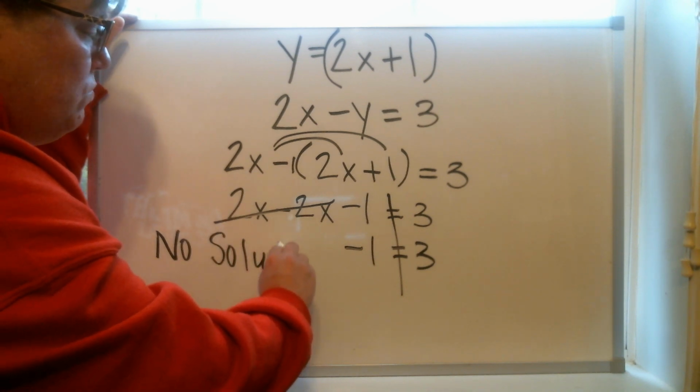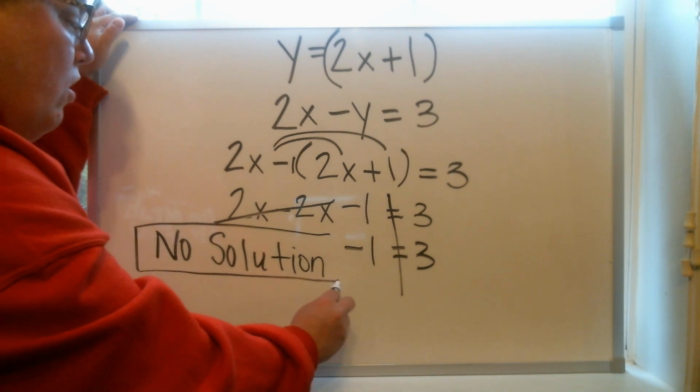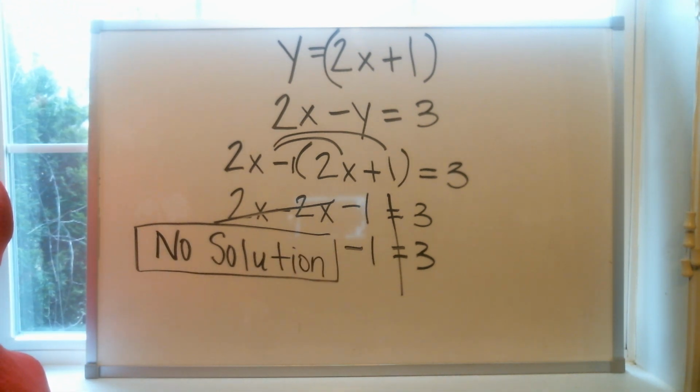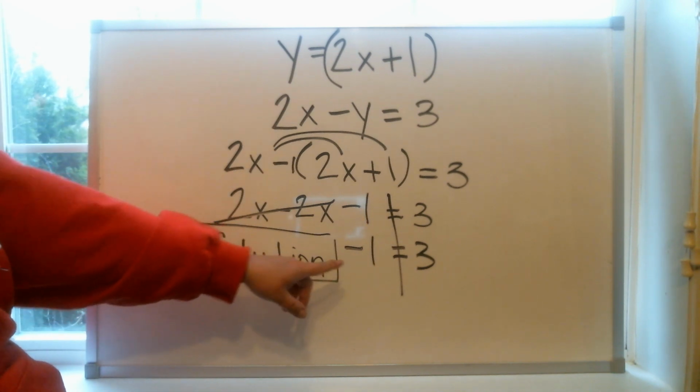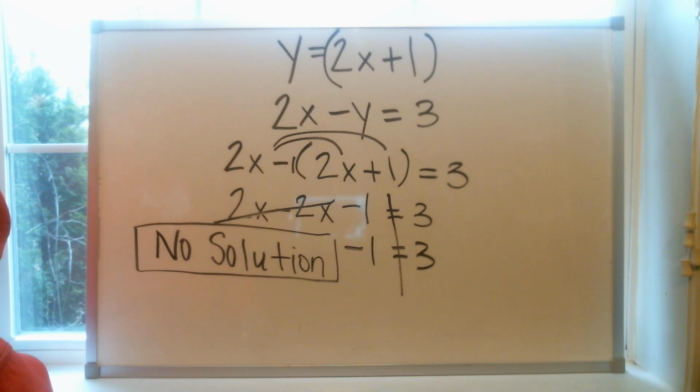Because that means that there's no value of x and y that would make both of these true at the same time. So there's no solution. If you are left with something that is true, like 3 equals 3 or 5 equals 5, then your answer would be infinitely many solutions. That means that anything would work.